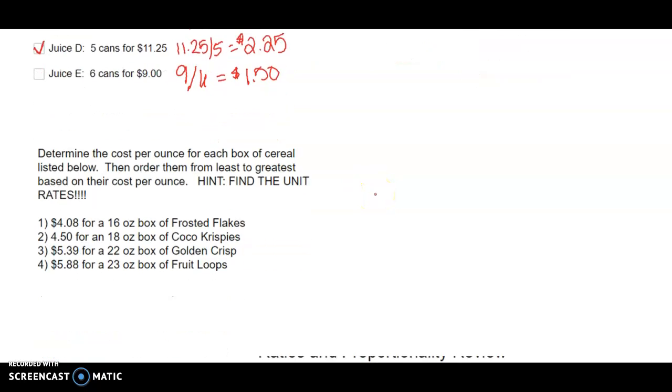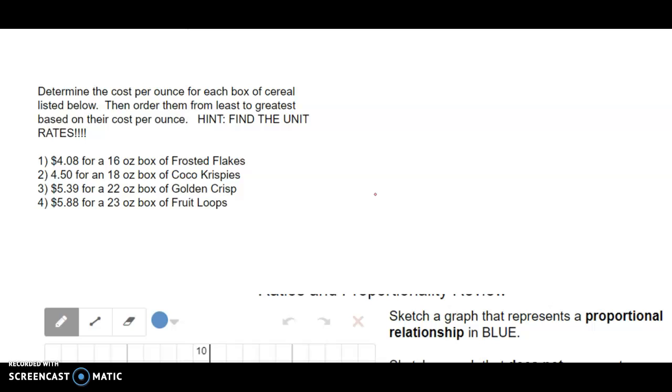Okay, going on to the next problem. It says determine the cost per ounce for each box of cereal, then order them from least to greatest based on their cost per ounce. So we need to find the unit rate for each box. So we have a 16-ounce box for $4.08. So we're going to do $4.08 divided by 16 because we want the cost per ounce.